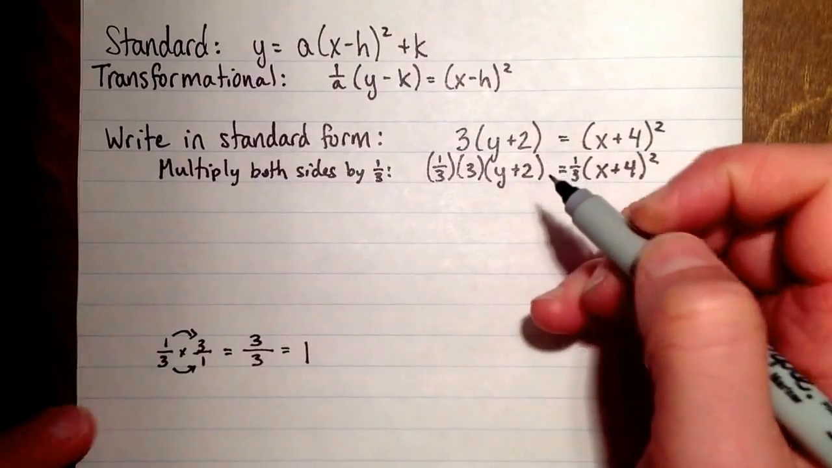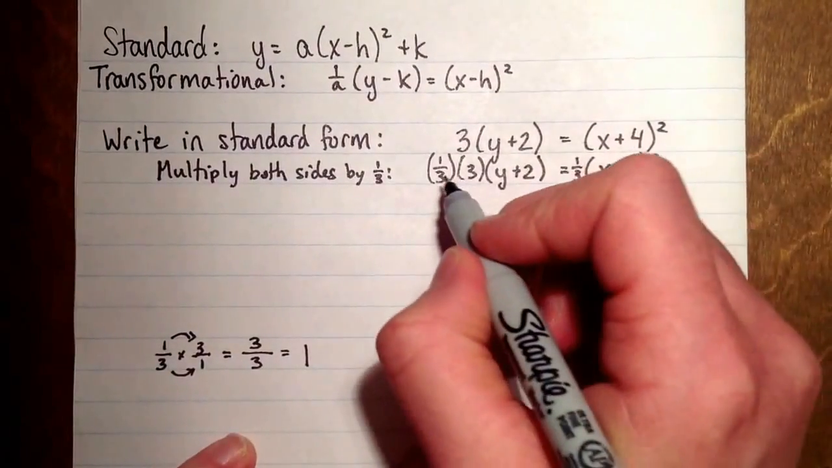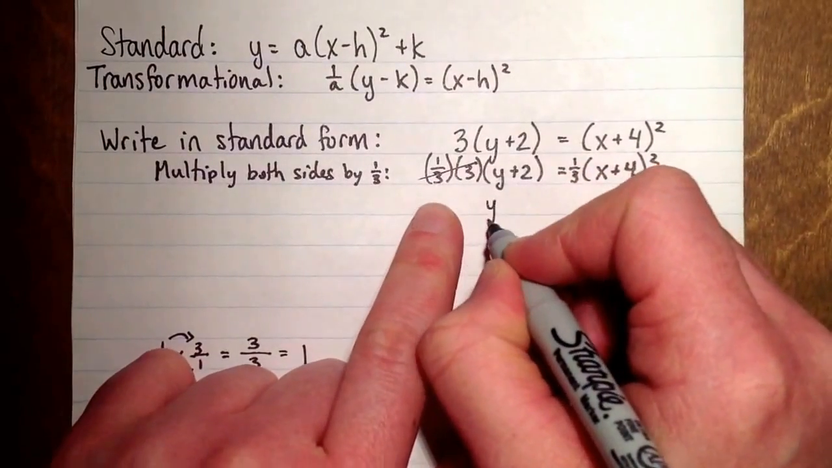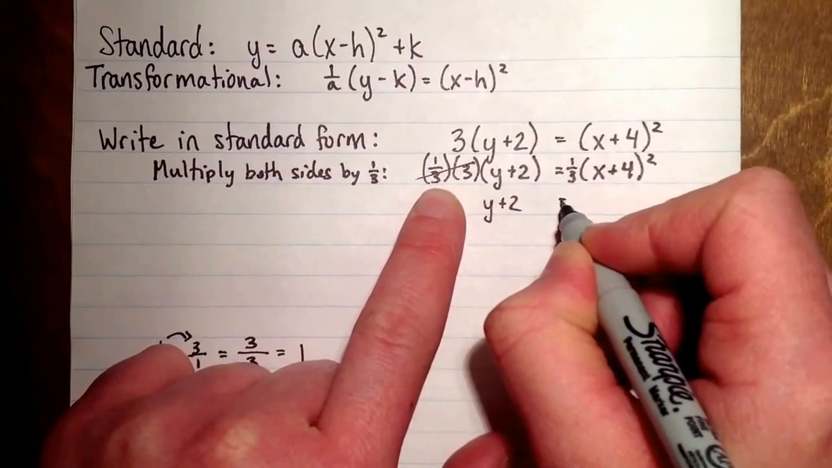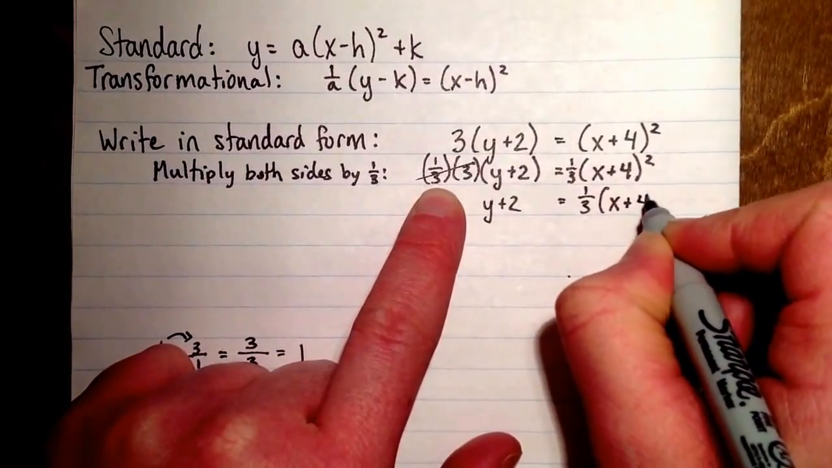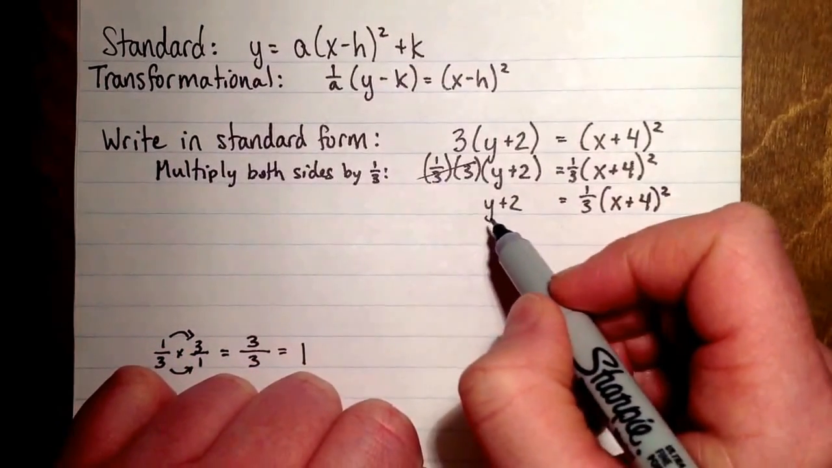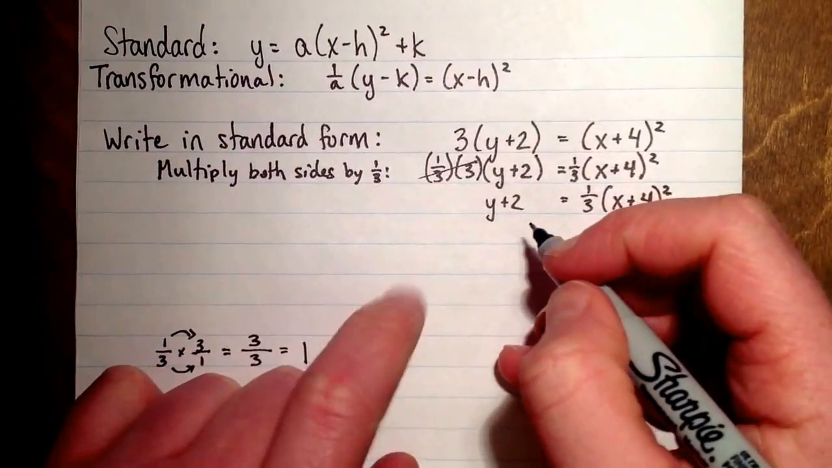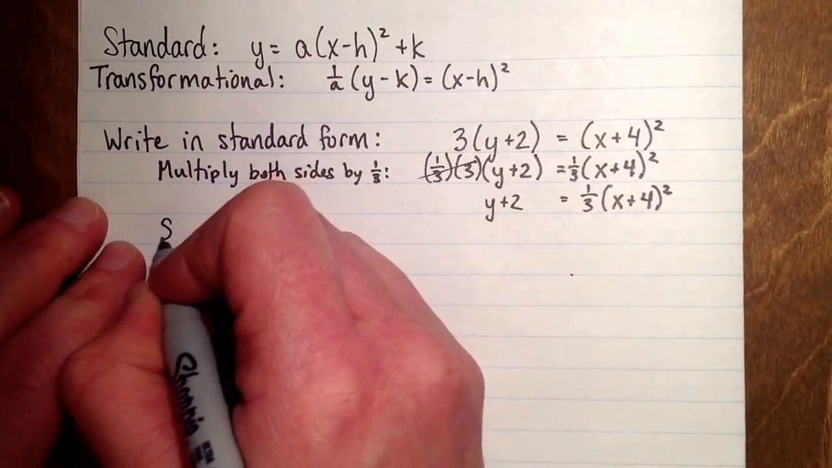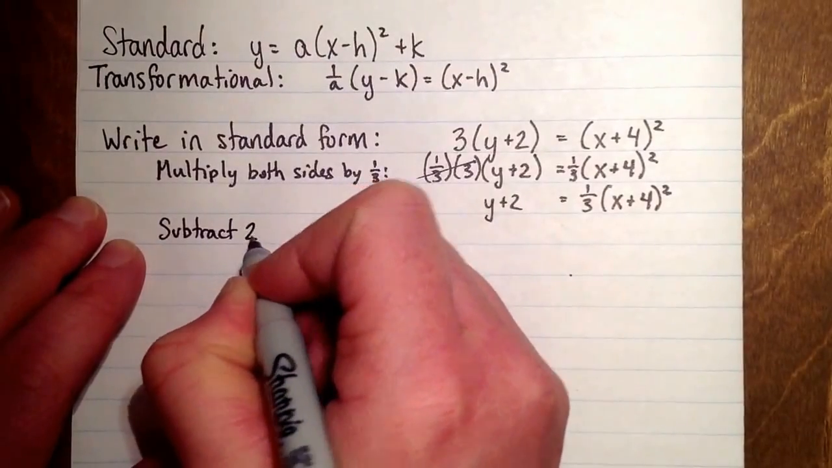So I'll have 1 times y plus 2. At that point I don't really need to write it, just like you don't need to write 1x. If you have 1x, you can just write x. So now that leaves me with y plus 2 equals 1/3 x plus 4 squared. Okay, and I'd like to get y all alone, so I need to get rid of this plus 2. So I'd like to do the opposite operation of adding 2. So what I'm going to do is subtract 2 from both sides.